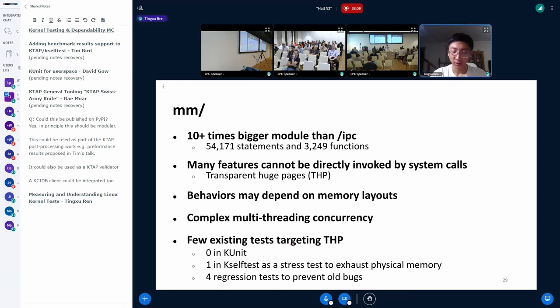We are going to take THP as an example. It is not very well tested by all the test suites. For example, there are only 0 in KUnit, 1 in xfstests, and 4 regression tests in LTP, which are focusing on certain bugs.